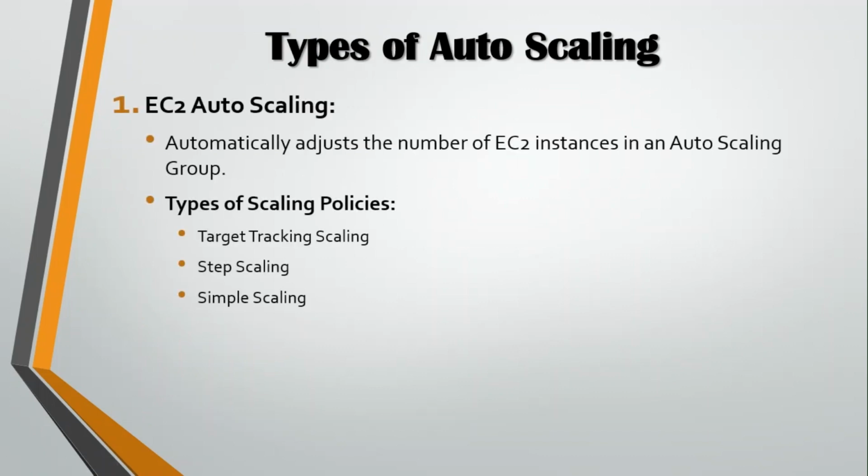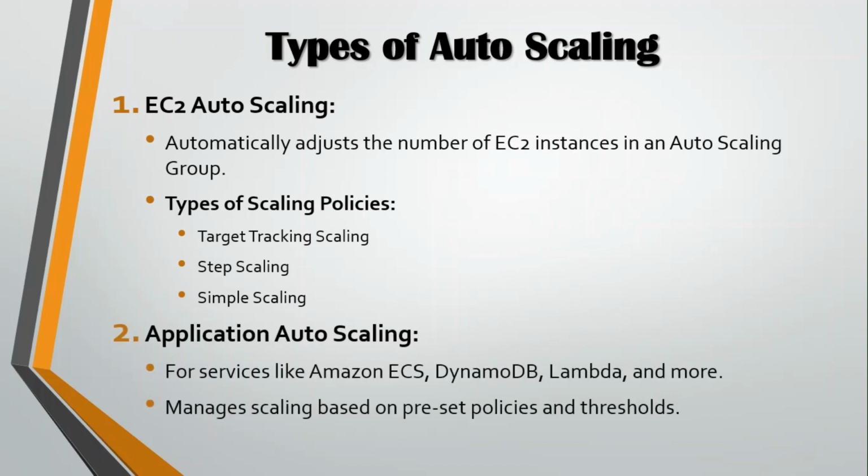AWS autoscaling can be broken down into two types. First one, EC2 autoscaling. This is for managing your EC2 instances within autoscaling groups. You define the policies and EC2 instances are added or removed based on those policies. Second one, application autoscaling. This is a broader service that can scale resources for other AWS services like Amazon ECS, Lambda, DynamoDB, and more.